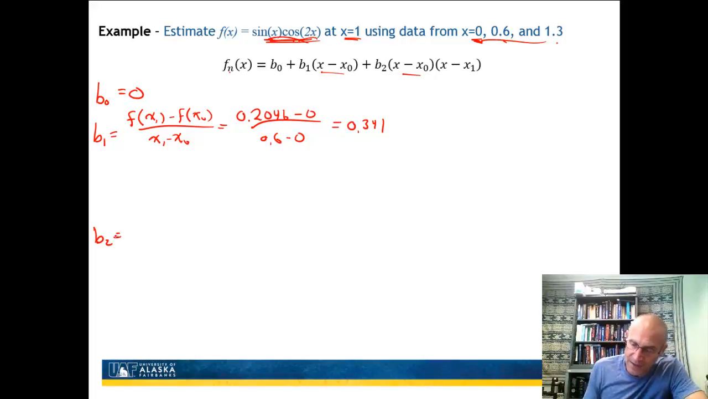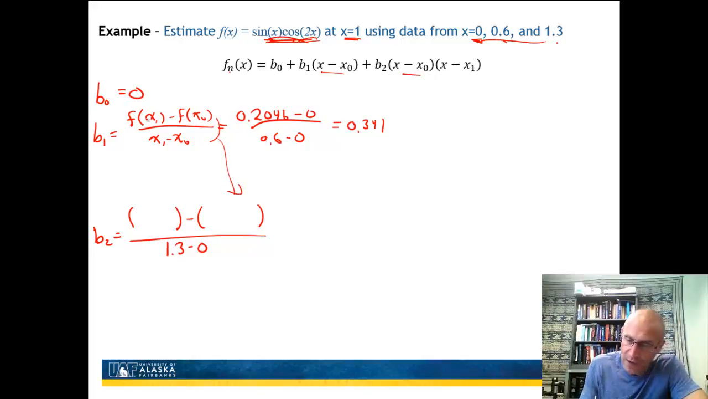And b2, the divided difference is, remember, I'm doing those functions of a lower order over the whole thing here, which would be 1.3 minus 0. And this function right over here is what goes into there. So I need to evaluate this at 2 and 1 as well. So I need f of x2 minus f of x1. So this is not a b value, but I'm going to need to put it into the divided difference of b2. And so that is all going to be over x2 minus x1.